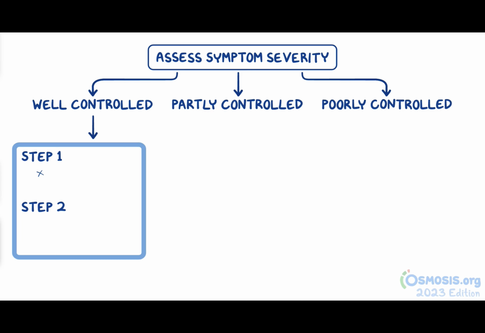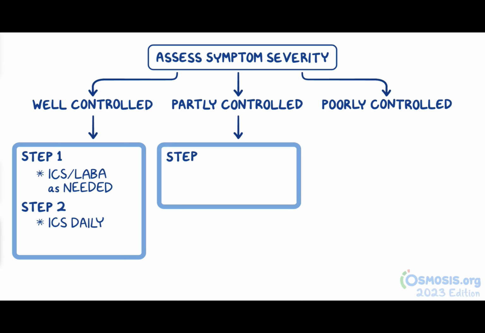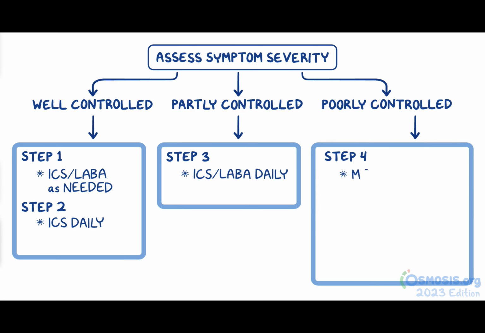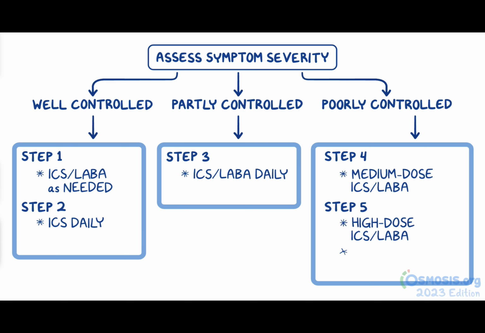Step 1 therapy includes ICS-LABA on an as-needed basis only, while Step 2 is an ICS used on a daily basis. On the other hand, patients with partly controlled asthma require Step 3 therapy, which consists of a low-dose ICS-LABA daily. Finally, individuals with poorly controlled asthma should be started on Step 4 therapy, which includes medium-dose ICS-LABA, or Step 5 therapy, which includes high-dose ICS-LABA. In severe cases, consider adding a LAMA, or even biologic therapy. Finally, no matter which step is chosen, a SABA could also be prescribed as a reliever medication.